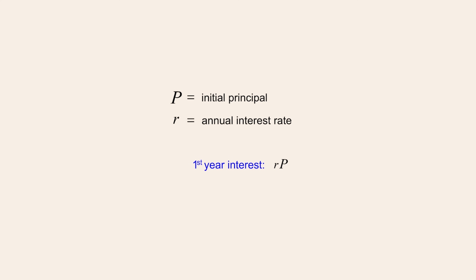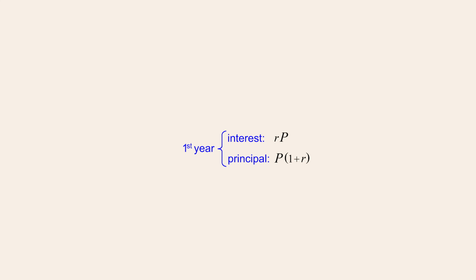Since the interest is compounded, this interest is then added to the principal. So the principal at the end of the first year will be the initial principal P plus the first year's interest. Factoring out the 2 copies of P, the principal at the end of the first year is P times 1 plus R.